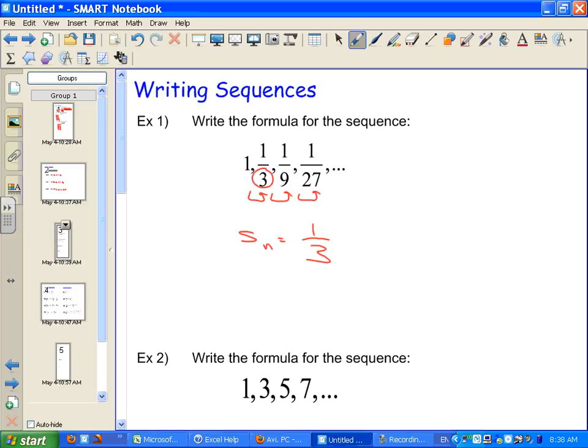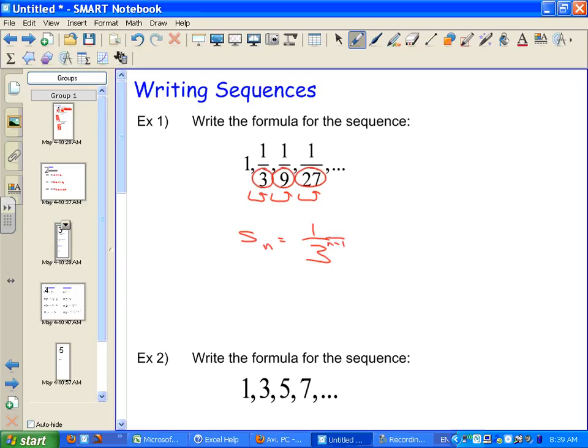Notice anything else in common with these 3 numbers? 9 is 3 squared. What's 3 to the first? What's 27? 3 to the third. But this is my 4th term. The squared one is my 3rd term. 3 to the first is my 2nd term. So what should I do to this down here? To the n minus 1.